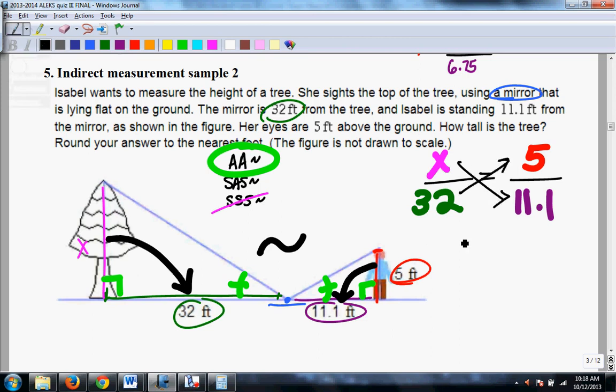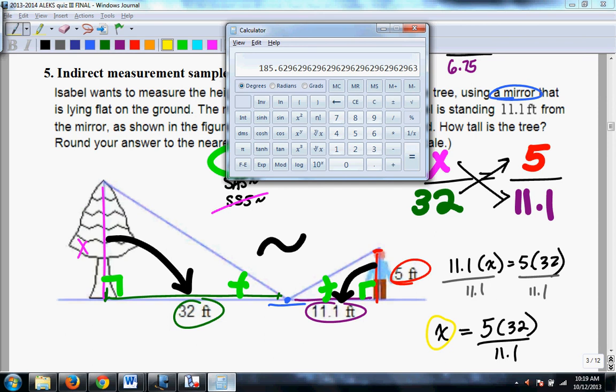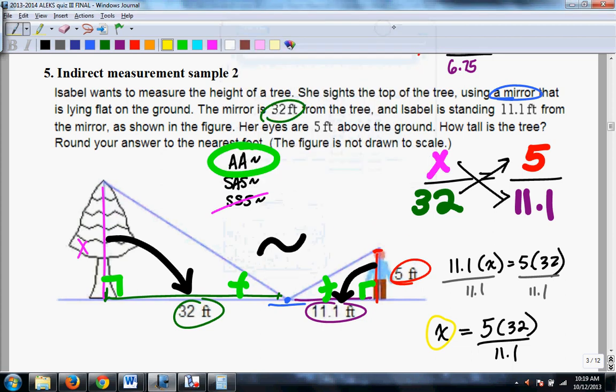Cross multiply and isolate x. Once you've isolated x, you want to finish this up. So we're going to isolate x: 5 times 32 divided by 11.1 equals, and we get 14.4.